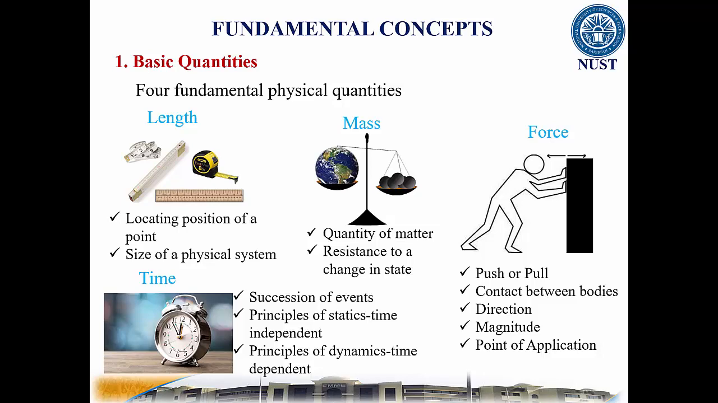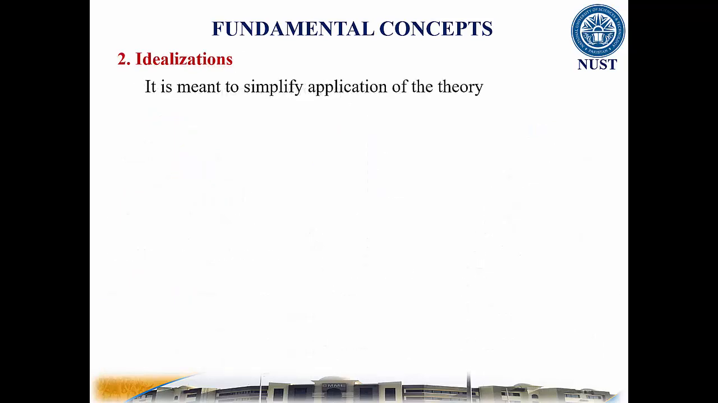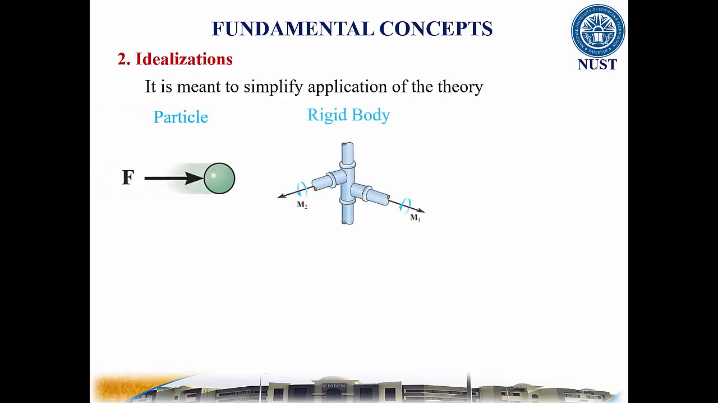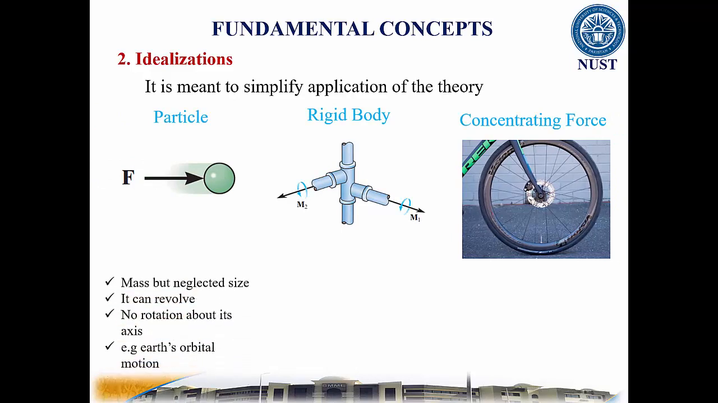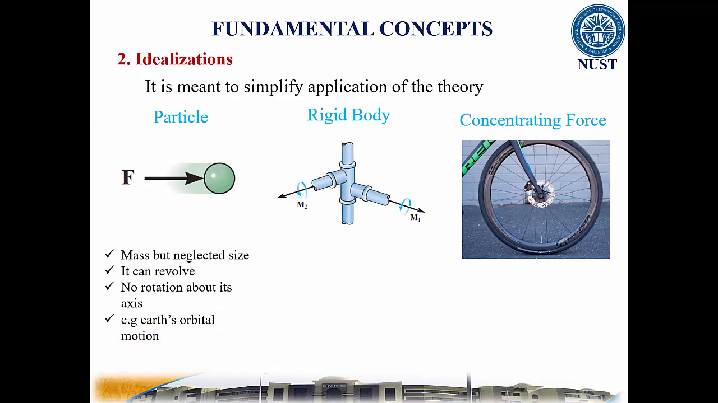The second fundamental concept is idealization, which is used in mechanics in order to simplify applications of the theory. Here we will consider three important concepts: particle, rigid body, and concentrated force. A particle has a mass but neglected size. It can revolve around another object, but spinning about its axis is not counted. For example, the size of the Earth is insignificant compared to the size of its orbit, and therefore the Earth can be modeled as a particle when studying its orbital motion.